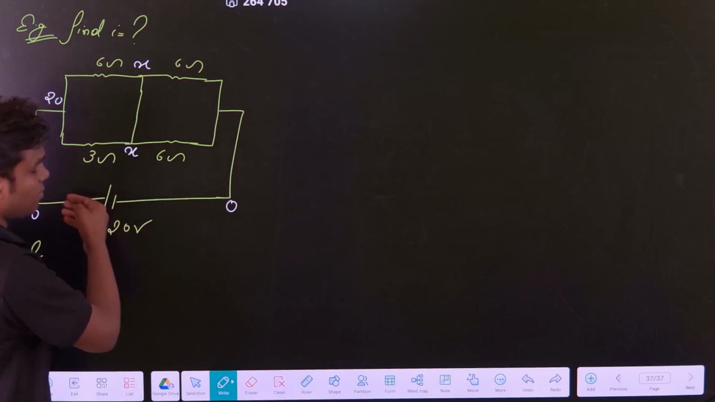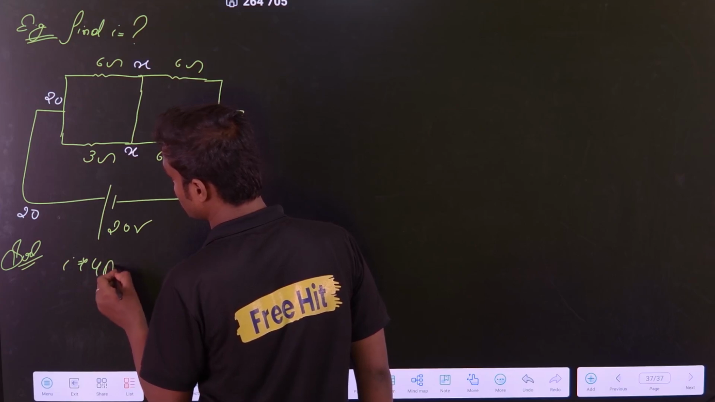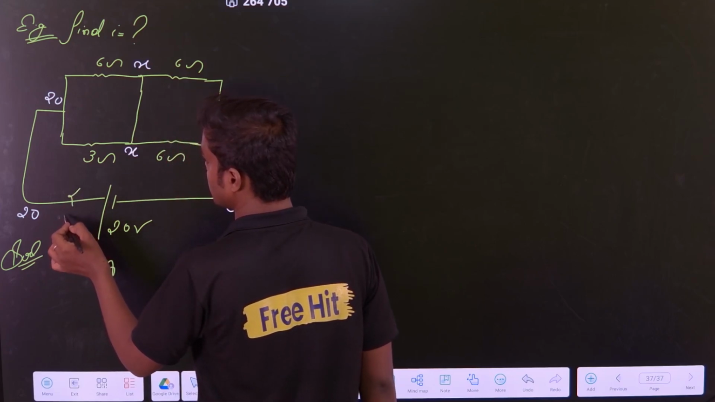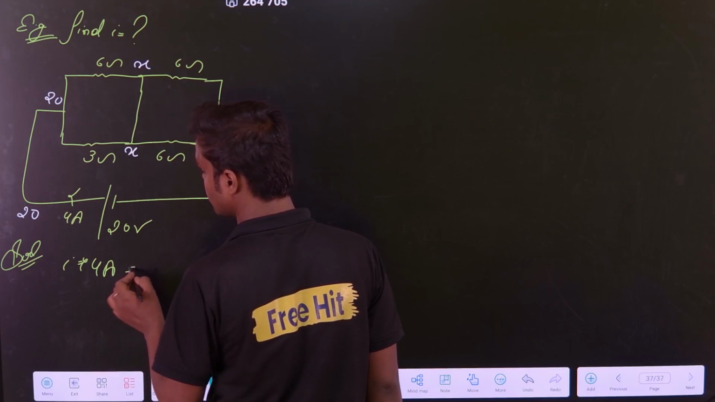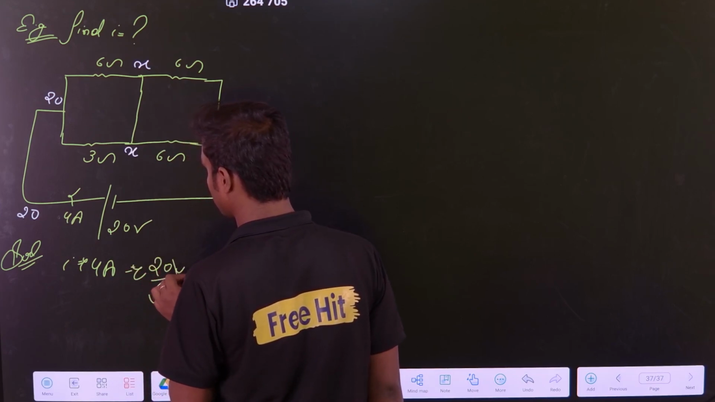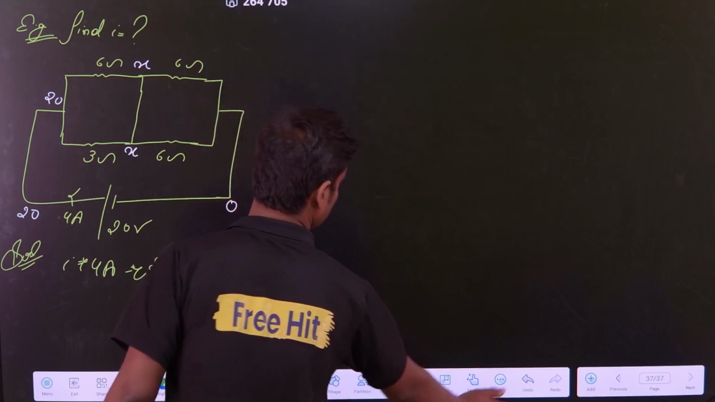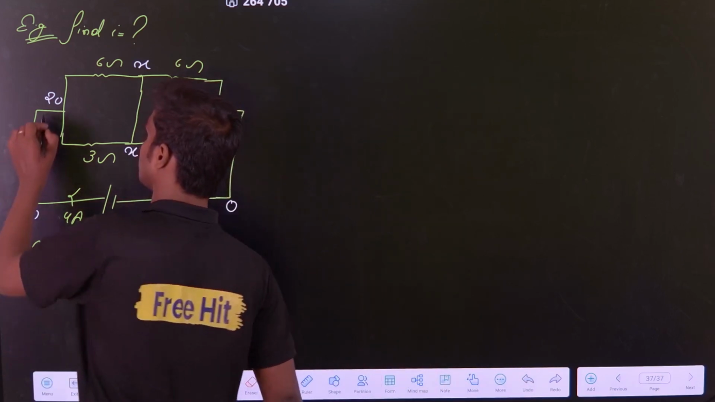So 5 ohm and the battery is 20. So what is the current that will flow? That is 4 ampere. Correct. So 4 ampere current is flowing from here. How did this 4 ampere come? 20 divided by 5. Okay. So this is the current we know. Now 4 ampere is coming from here.